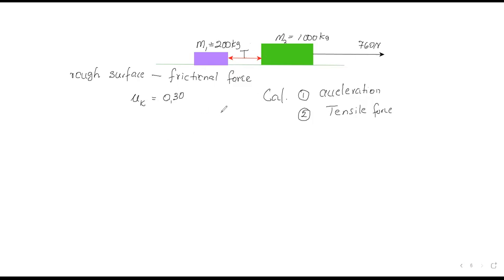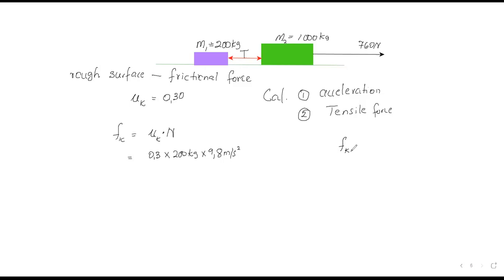The best way is first to get the frictional force, the kinetic friction there, and the kinetic friction will equal the coefficient of friction multiplied by that, and then that will equal 0.3 multiplied by, for the mass 1 there, 200 kg, which is mg, of course. G is 9.8 meters per second squared.